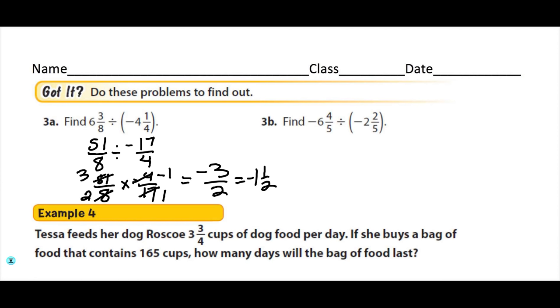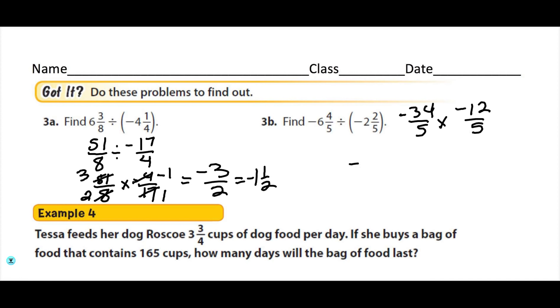All right, let's look at 3b this time. So we have -6 and 4/5 divided by -2 and 2/5. So we have 6 times 5, which would be 30, plus 4, so that's -34 fifths. Then I have 2 times 5 is 10, and 2, so 12, so -12 fifths. Now let's keep, change, flip.